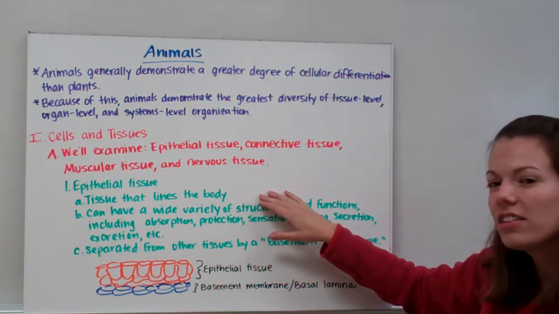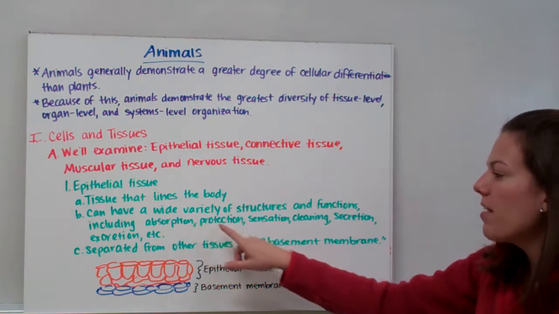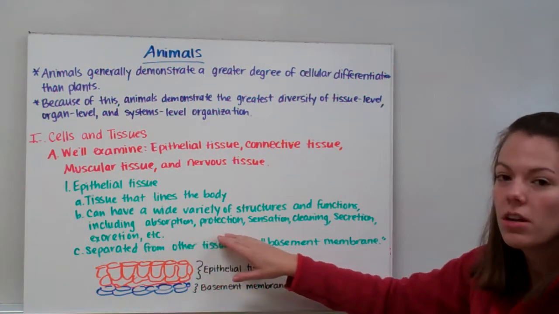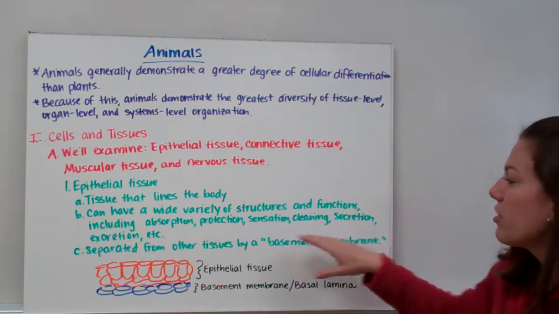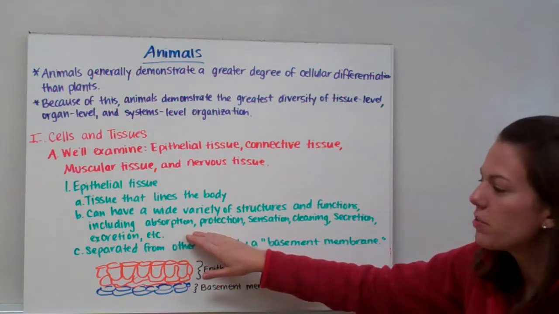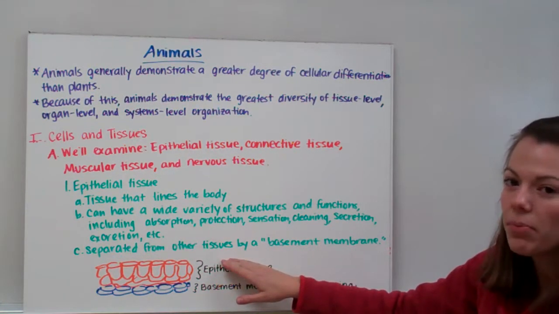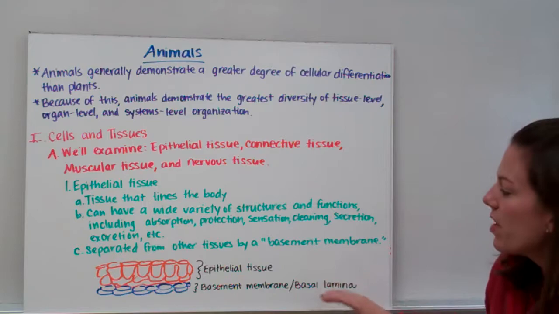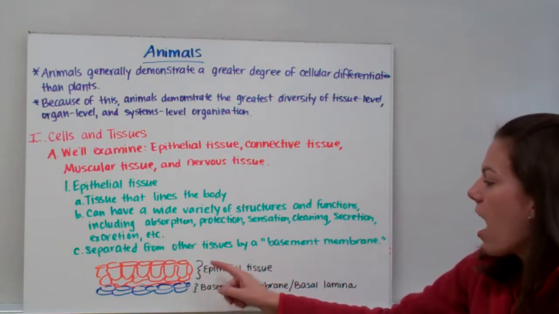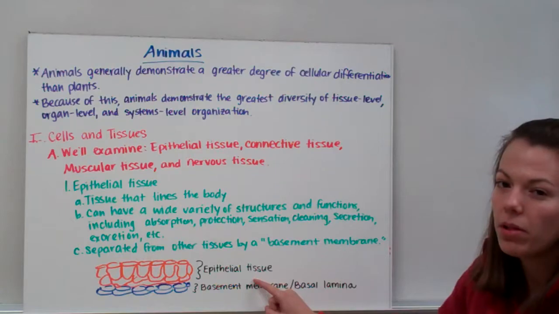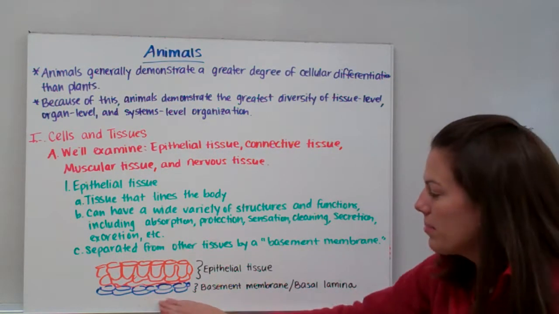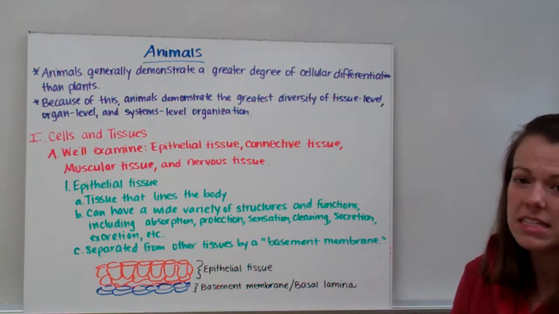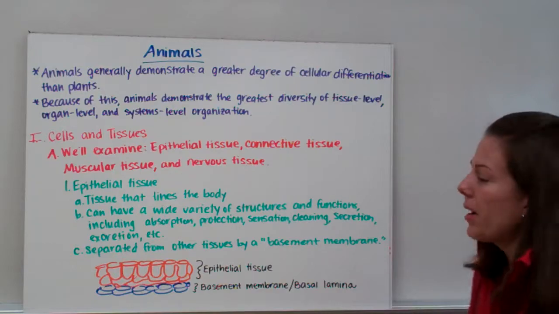Epithelial tissue is basically the tissue that lines the body. It can have a wide variety of structures and functions, and their functions include absorption, protection, sensation, cleaning, secretion, and excretion, among other things as well. Epithelial tissue is separated from other tissues by a barrier called the basement membrane, or the basal tissue. So here, the little orange cells comprise our epithelial tissue, and below them, we might have another tissue, but something called the basement membrane, or the basal lamina, or the basal tissue, will separate that epithelial tissue from other tissues in the body.